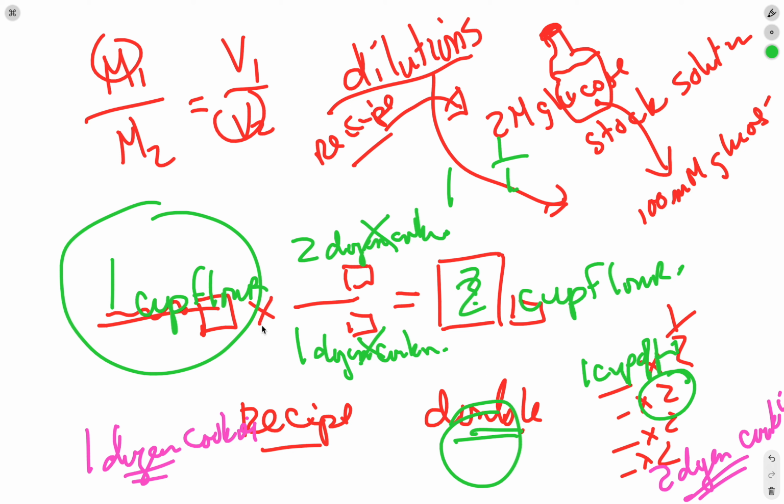And you just do that for each ingredient. And that kind of use of this equation is called generally scaling. So in like a big factory, scientists can scale up, right?